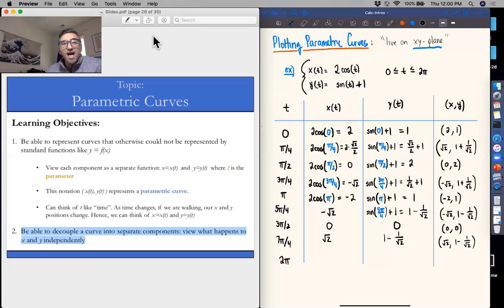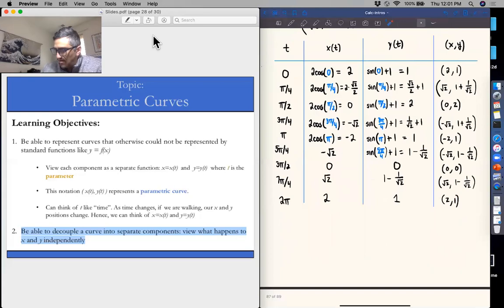Cosine of 2 pi is a 1. So 2 times the cosine of 2 pi gives us a 2. And then finally, when we plug that value of 2 pi into the y equation, we get sine of 2 pi, which is 0. So we get 0 plus 1, which gives us a 1. So this point is actually the same point that we started with, 2 comma 1. So let's go ahead and try to plot these points down below.